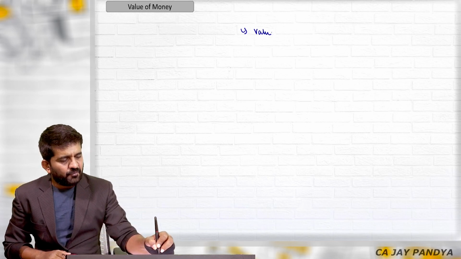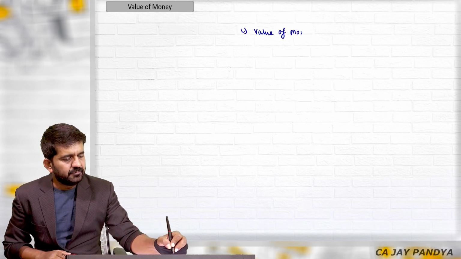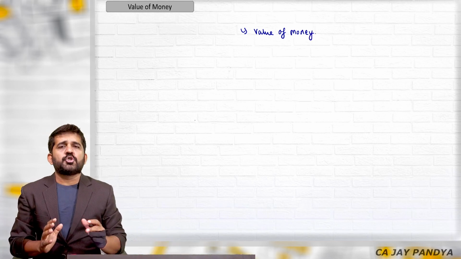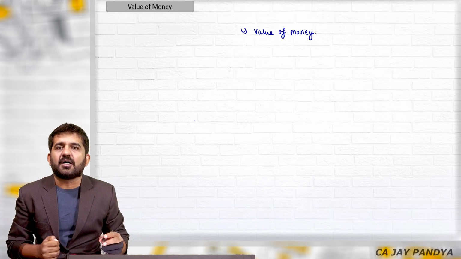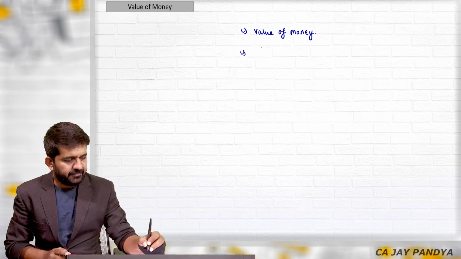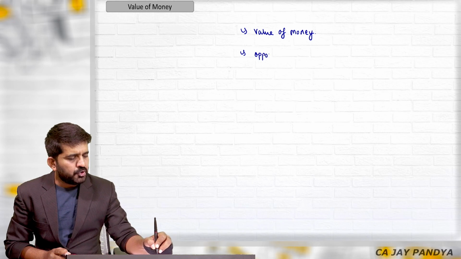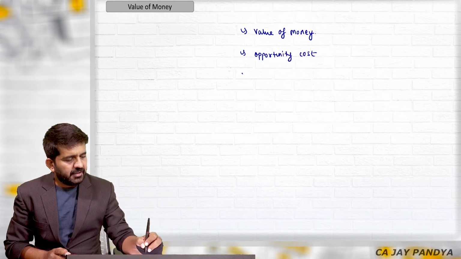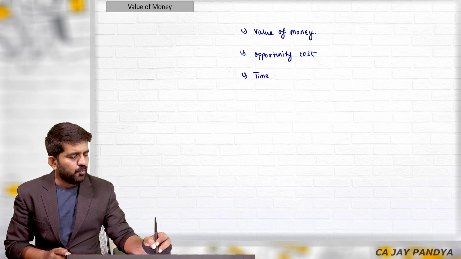So let us start with our lecture. The three major points which you should learn before starting financial management are: number one is value of money. This is somewhat a topic of economics, but it should be absolutely clear before starting the concept of financial management. Another is opportunity cost. And third is the time value of money.